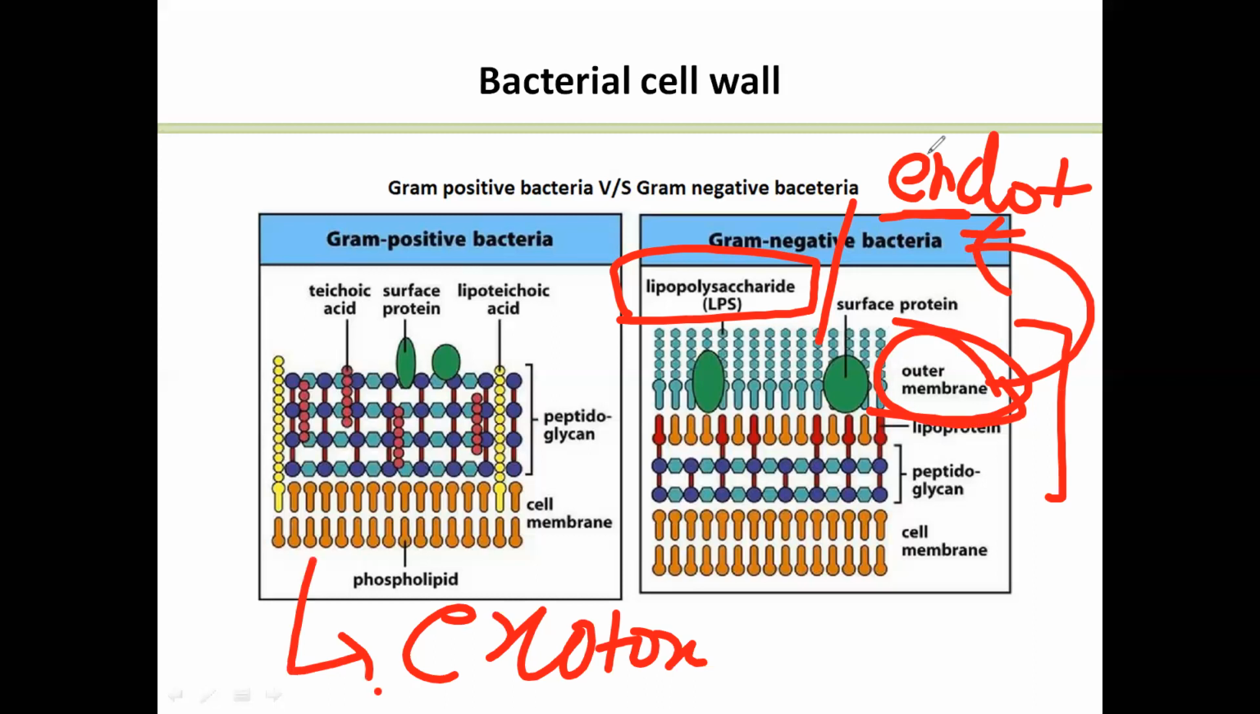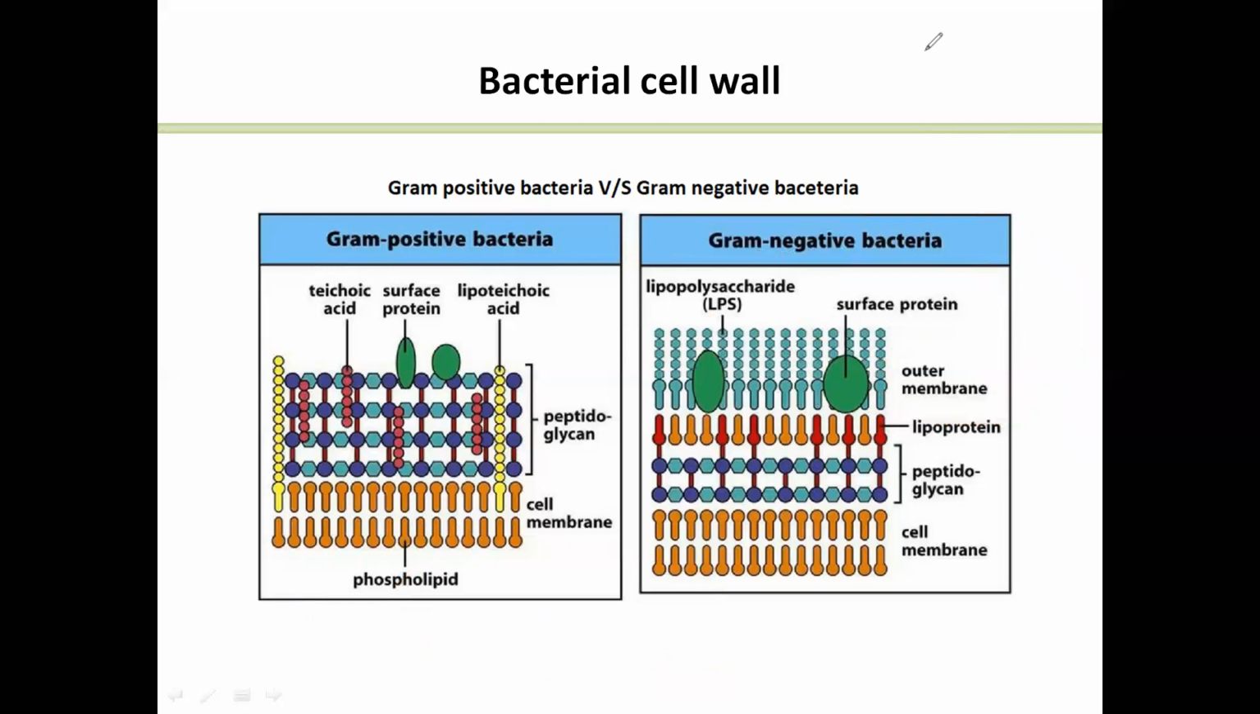Those exotoxins are not part of their cell wall. They are released by gram-positive bacteria. So exotoxin is released by gram-positive bacteria, and endotoxin is a part of the outer membrane of the gram-negative bacteria. This is all about the things that we should know about the difference between the cell wall of gram positive and gram negative bacteria. With this, I will end my video for today.